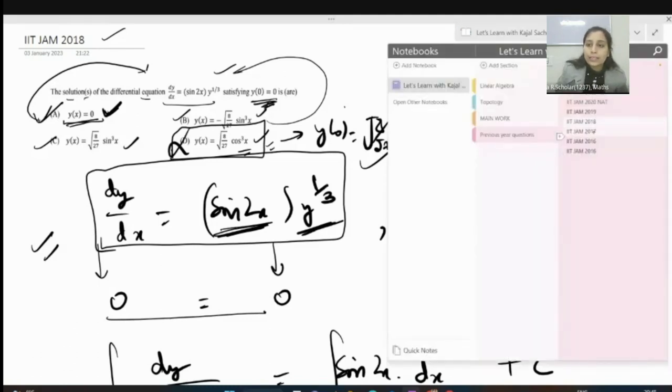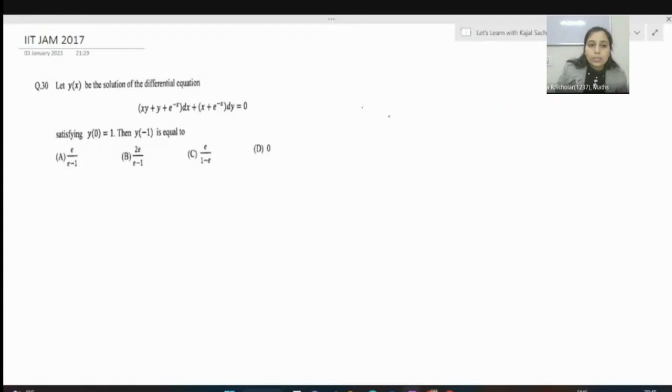So let's take another question. This question is from IIT JAM 2017. In this question, we have the solution y(x) of this given differential equation, which is satisfying y(0) is equal to 1, and we are to find y at -1.